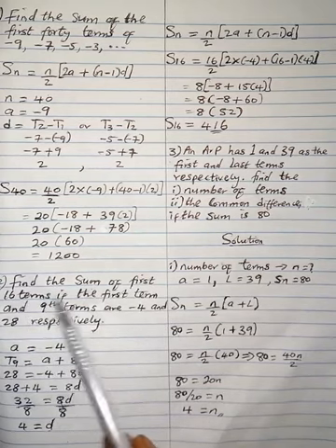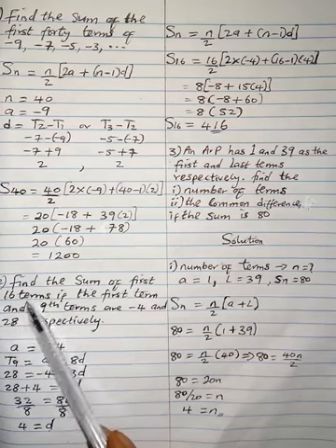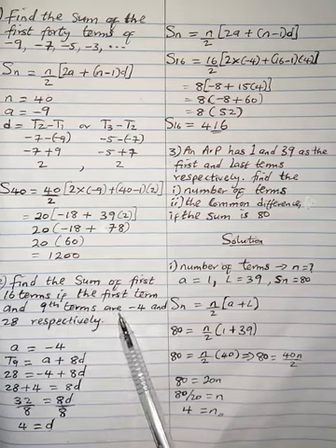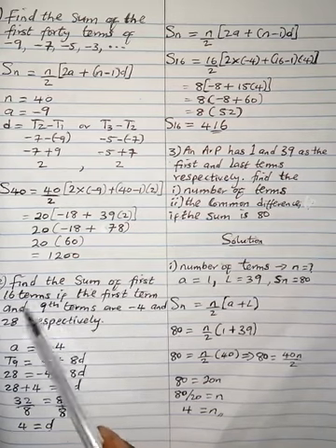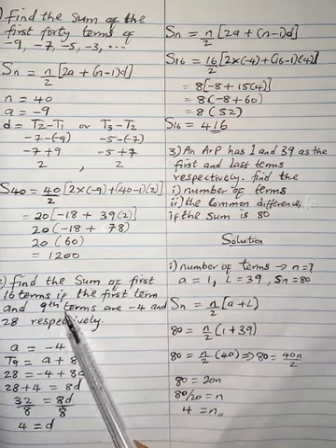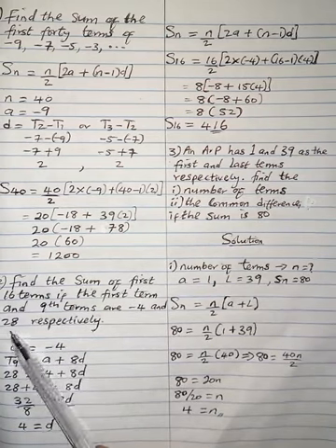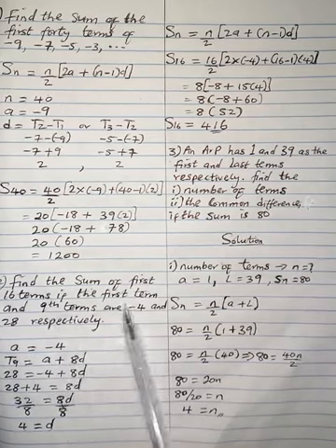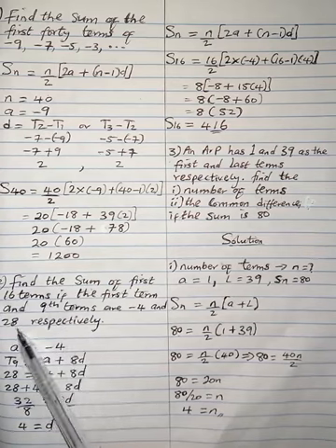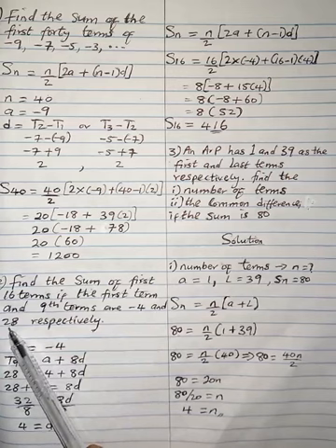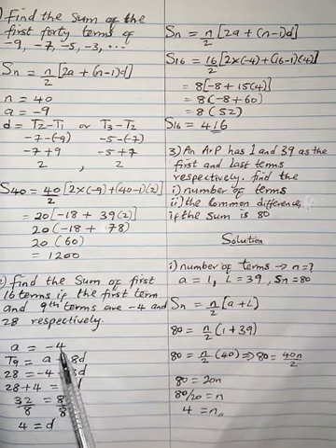Now we have 16. Find the sum of the first 16 terms if the first term and 9th term are minus 4 and 28. That means the first term will be minus 4, and the 9th term will be 28. The word respectively means that the first goes for first and the second goes for second. Okay. Now we have a equals minus 4.